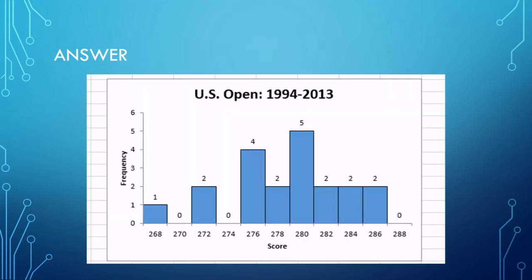Here's my histogram of US Open scores. Notice my title does say US Open from 1994 to 2013, and I changed the horizontal axis title to say score, but I left the vertical axis title alone as it says frequency. I deleted the more bin, and I also got rid of the gap width between the bins. But I did add a border around the bin so you can see where one ends and another begins, and I added data labels to make my histogram just that much more legible.